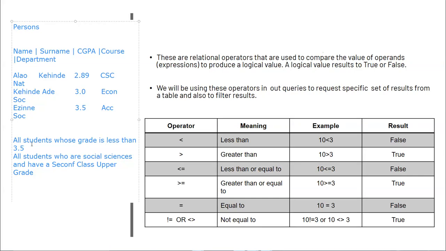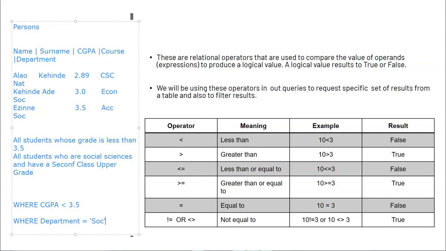But all students whose grade is less than 3.5, I would select all students and I will say where CGPA is less than 3.5. I have students who are in social sciences. I'm not writing the queries, but I think you understand what the queries would look like, where department is equal to, in this case, social sciences.